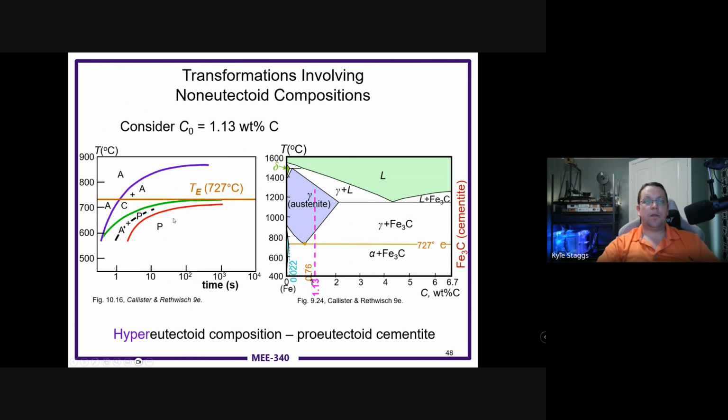So yeah, on this one, the proeutectoid cementite is referring to the cementite that's formed basically above the eutectoid point, or above that eutectoid temperature, right? So up here you have purely austenite.